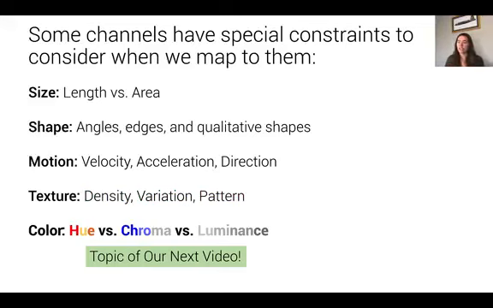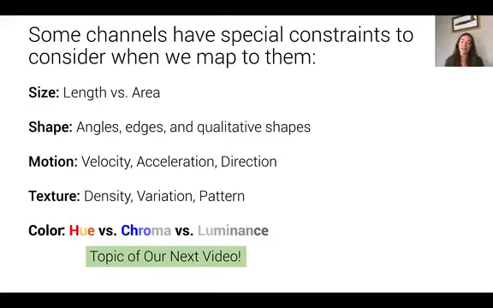So the final channel that I want to mention briefly that has special constraints is color. For color, we're often talking about one of three dimensions. We're talking about hue. So this is essentially what name is the color. Is it red? Is it orange? Is it green? You have chroma, which is how saturated is the color. Is it very gray and dull, or is it very bright and saturated? And then we have luminance, how light or dark is the color.